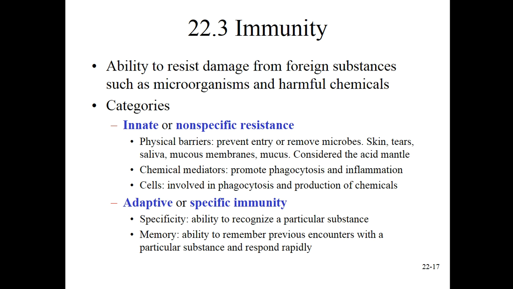Adaptive or specific immunity is the body's ability to recognize a particular substance. So if I were to develop an allergy to peanuts, my body would have really recognized that. And anytime I had peanuts in the future, it would trigger this big response. The same thing with germs, right? If I have been infected with chickenpox, then it's very unlikely that I'll come down with another case of chickenpox because my body has learned what that is and how to fight it off. This ability to develop an immunological memory is really an amazing phenomenon that we see in living creatures.